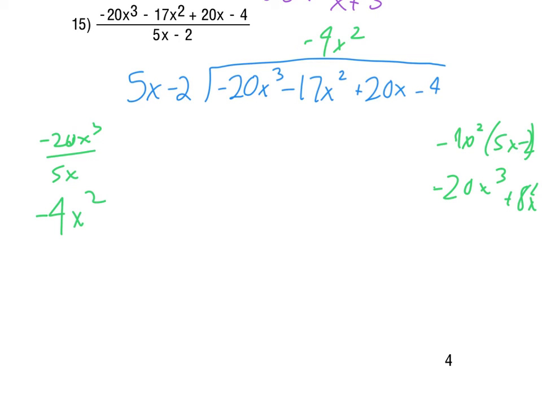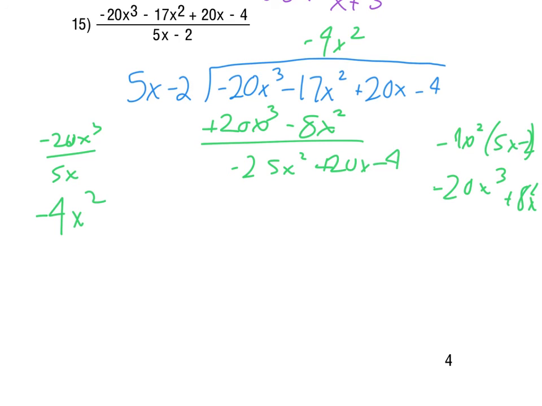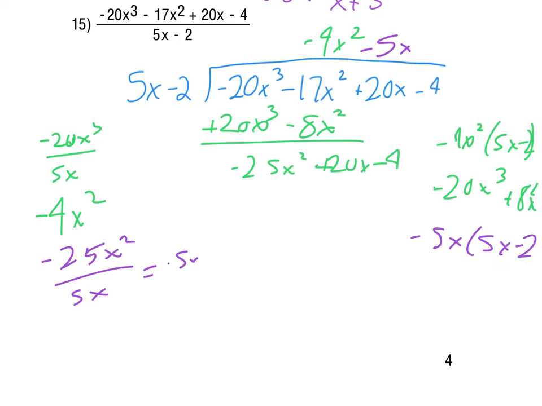You notice the 5x and the minus 2, they're different signs. So when I'm adding the 20x cubed here, I would be subtracting the 8x squared here. So I get a minus 25x squared plus the 20x minus the 4. So we restart our process by dividing the negative 25x squared by 5x. It gives us negative 5x. So we multiply the negative 5x by the 5x minus 2. Gives us negative 25x squared plus 10x.